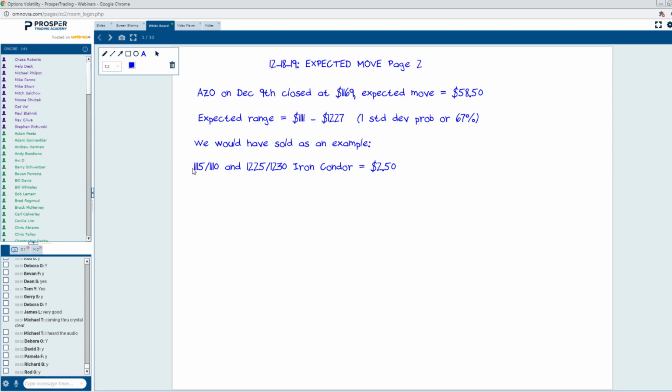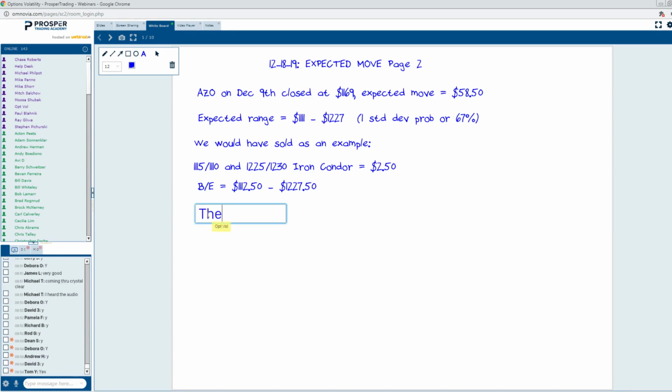That would take us right to that expected range. Close on the downside. The break even there would be 11.12.5, just above what the expected move was, and the break even on the upside would be 12.27.5. But for example purposes, those are the strikes we would have used and the reward to risk that we would have wanted for that one-to-one reward to risk. Make sense? Everybody on board with what we would have done? Okay. What the trader actually did, let me play this back for you, and then I'll put it back up here.